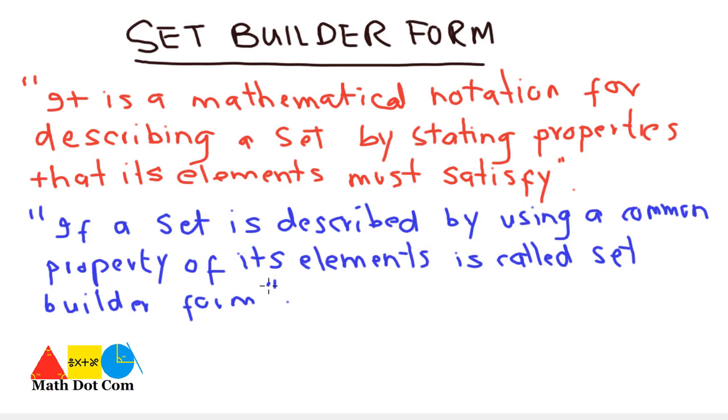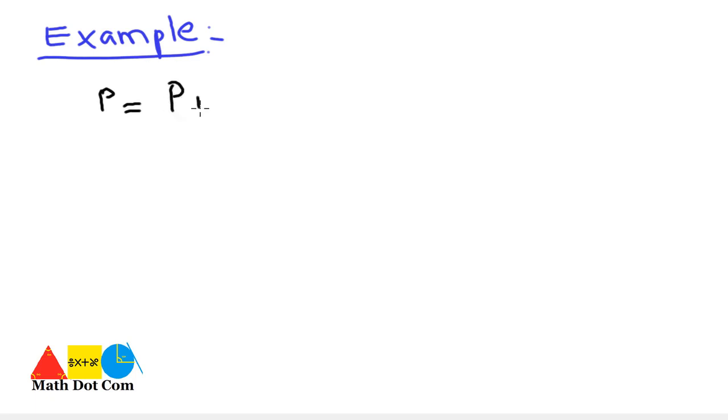It was just a statement. Let's build the concept through examples. We have a few examples of how we can represent a set builder form. We will start with P is equal to the set of prime numbers.